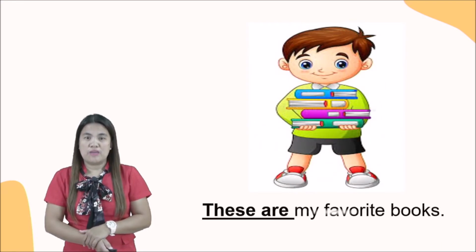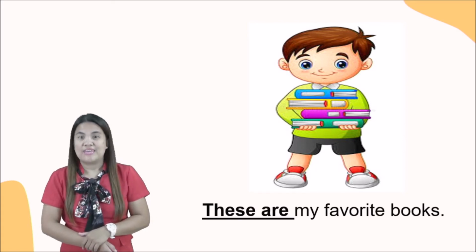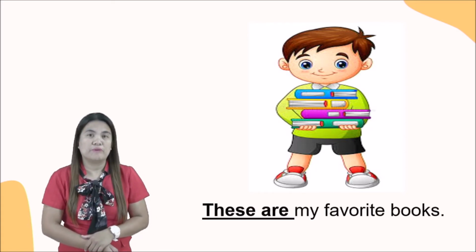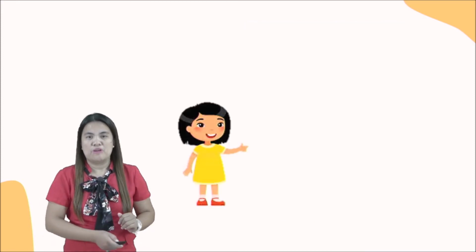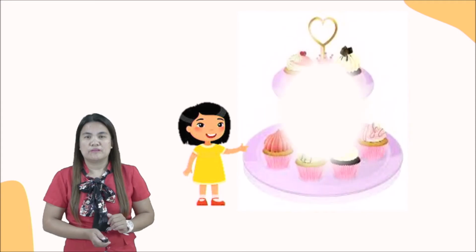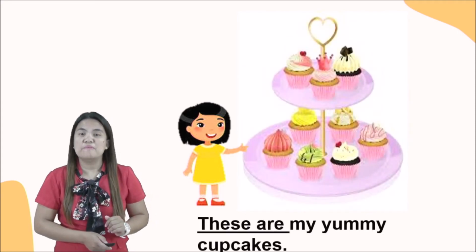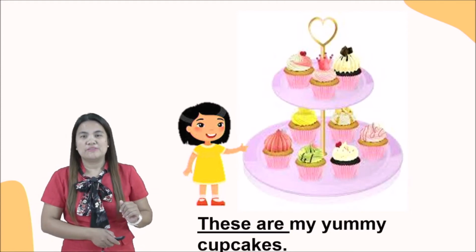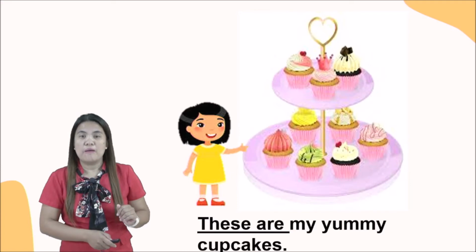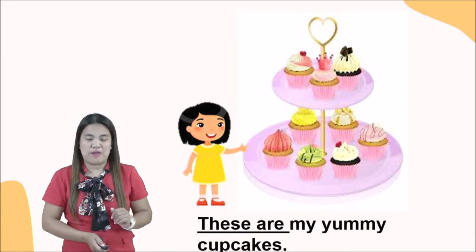Okay, let us see the example. Look at this. It says here, these are my favorite books. These are my favorite books. Okay, it's near to the speaker. Next. These are my yummy cupcakes. Again, one more. Let us read. These are my yummy cupcakes. So it is near with the speaker, right?